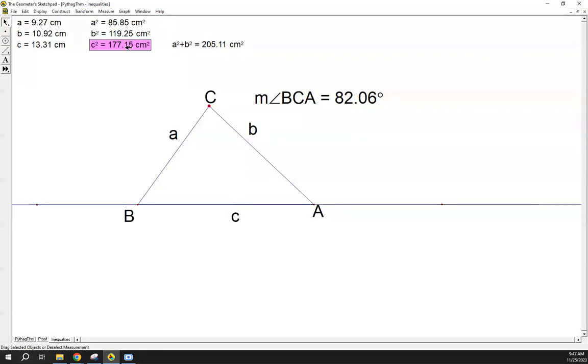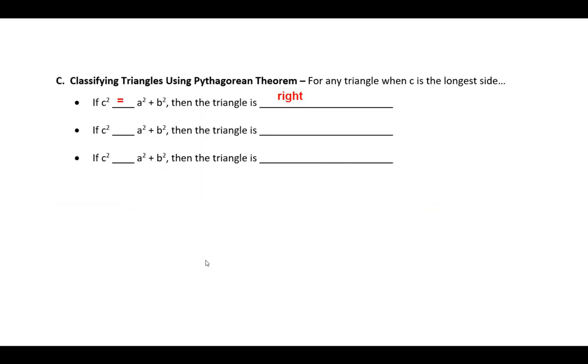Now when I go up here and compare C squared to A squared plus B squared, notice that A squared plus B squared is now larger. Or another way of saying that, probably a better way, C squared is smaller. So that can help us determine what's going on in our triangles as well. So when C squared was greater than A squared plus B squared, we saw it was an obtuse triangle. And when C squared is less than A squared plus B squared, we saw it was an acute triangle.